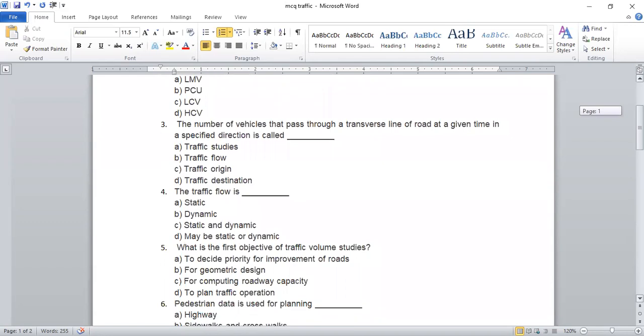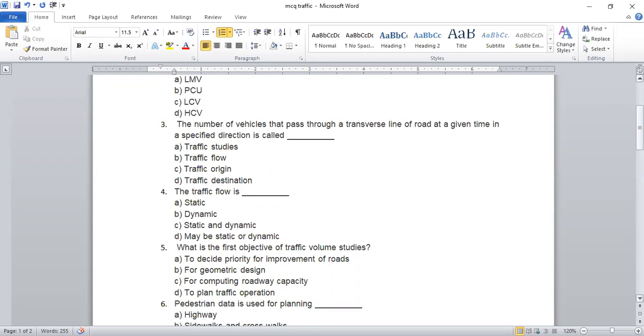Third question: the number of vehicles that pass through a transverse line of a road at a given time in a specific direction is called what? The number of vehicles moving on a road in a specific direction is known as what? Option one, traffic studies.